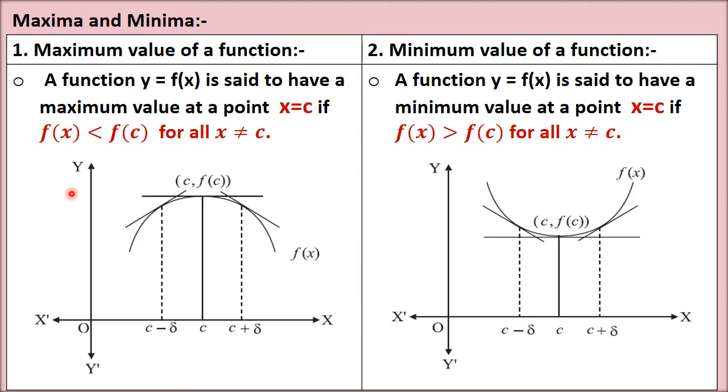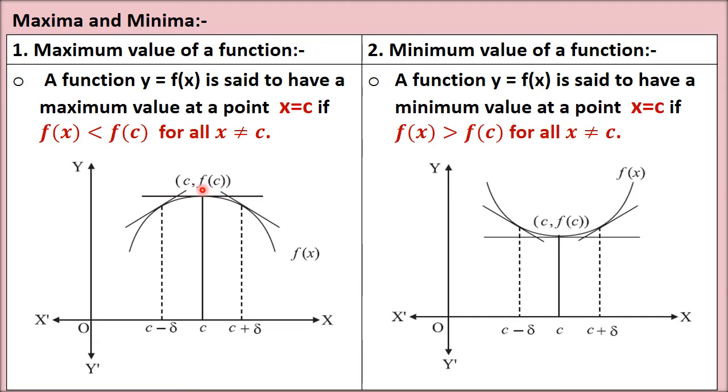A function y is equal to f of x is said to have a maximum value at a point x is equal to c if f of x is less than f of c for all x not equal to c. You can look at the diagram to understand more easily. Here are the x-axis and y-axis, and the curve is drawn here, y is equal to f of x. Then consider a point x is equal to c, where the function has a maximum value, that is f of c.